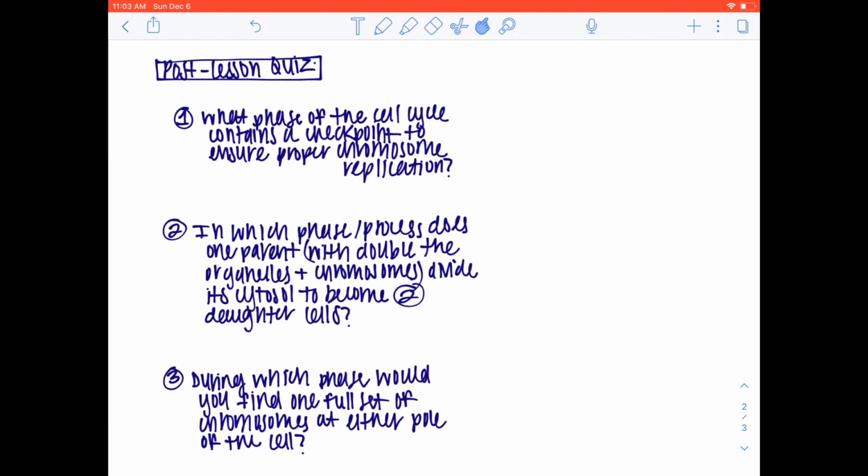Lastly, in today's lesson, I'm going to give you a quick 3-question quiz over the material discussed. Be sure to pause the video to take time to think about your answers. 1. What phase of the cell cycle contains a checkpoint to ensure proper chromosome replication? 2. In which phase or process does one parent with double the organelles and chromosomes divide its cytosol to become two daughter cells? 3. During which phase would you find one full set of chromosomes at either pole of the cell?